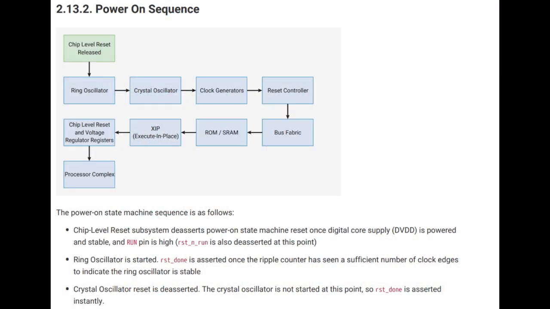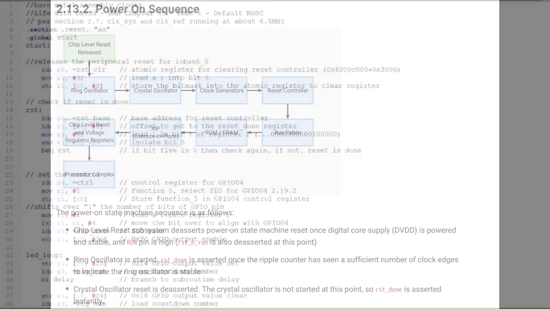The ring oscillator is started automatically during the RP2040 power-up and provides the clock during boot-up. The microcontroller can run quite nicely on the ring oscillator if an accurate clock is not needed.